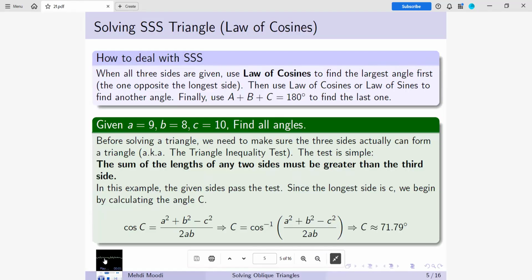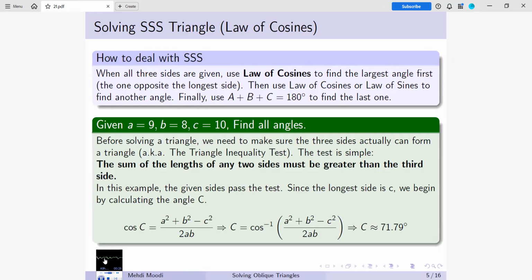If I ever decide to trick you in a test, I would give you 3 lengths that cannot form a triangle. It sounds innocent. 3 sides, what could go wrong? But not every trio of numbers makes a triangle. The triangle inequality says, the sum of any 2 sides must be greater than the third.